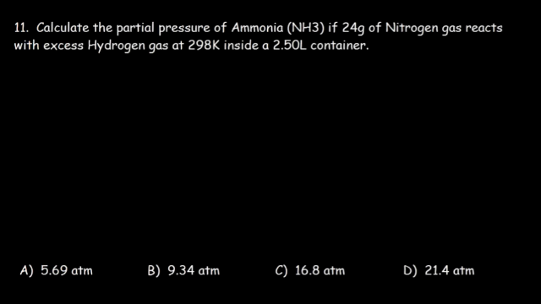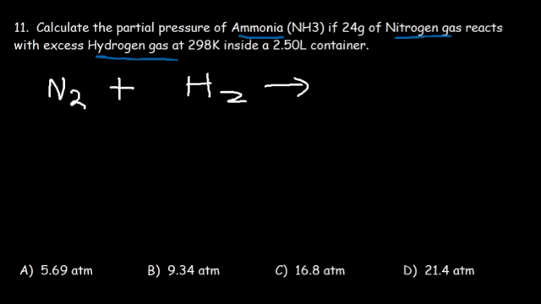Number 11. Calculate the partial pressure of ammonia if 24 grams of nitrogen gas reacts with excess hydrogen gas at 298 Kelvin inside a 2.5 liter container. So notice that we have 3 different substances: ammonia, nitrogen gas, and hydrogen gas. So we need to write an equation. Nitrogen gas is N2, hydrogen gas is H2, and ammonia is NH3. So to balance it, let's put a 2 in front of NH3 and a 3 in front of H2.